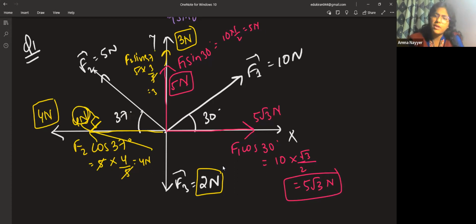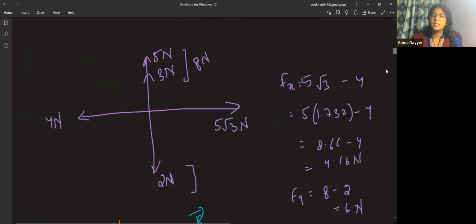Now we have to find the final answer based upon all the forces acting along the x-axis and y-axis. What do we have ultimately? 5 Newton is acting upwards, 3 Newton is acting upwards, 2 Newton is acting downwards. 5 root 3 Newton is acting towards the right, 4 Newton is acting towards the left. So this will be subtracted from this, which gives you the force along the x-axis. So 5 root 3 minus 4 becomes 5 into 1.732 minus 4, that is around 4.66 Newton.